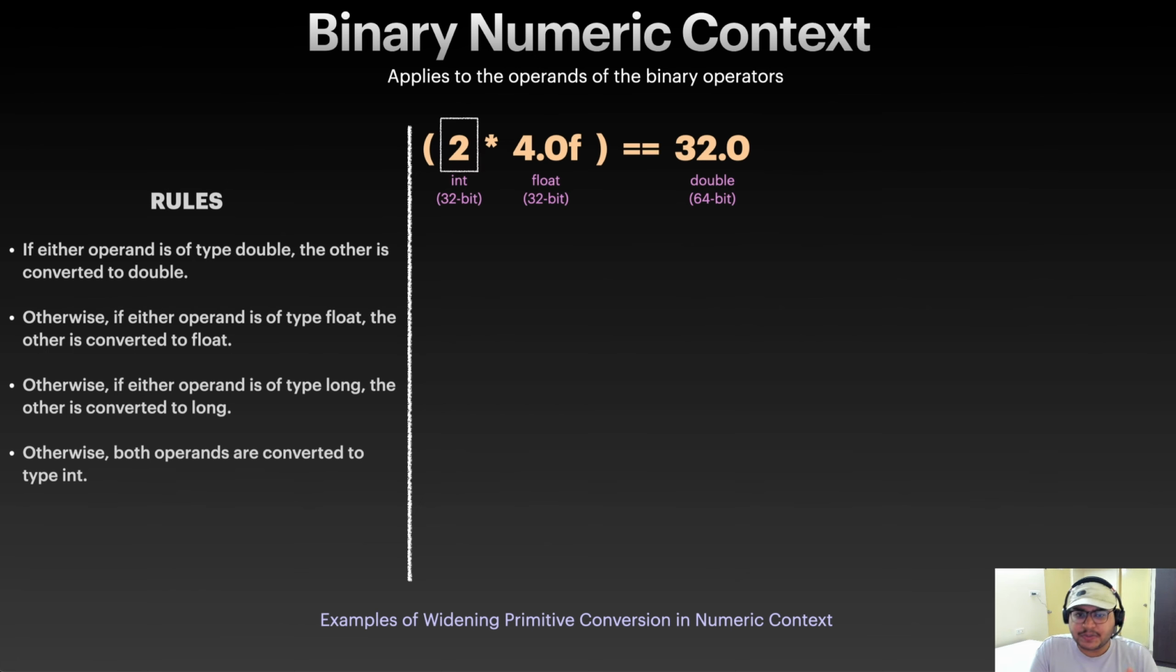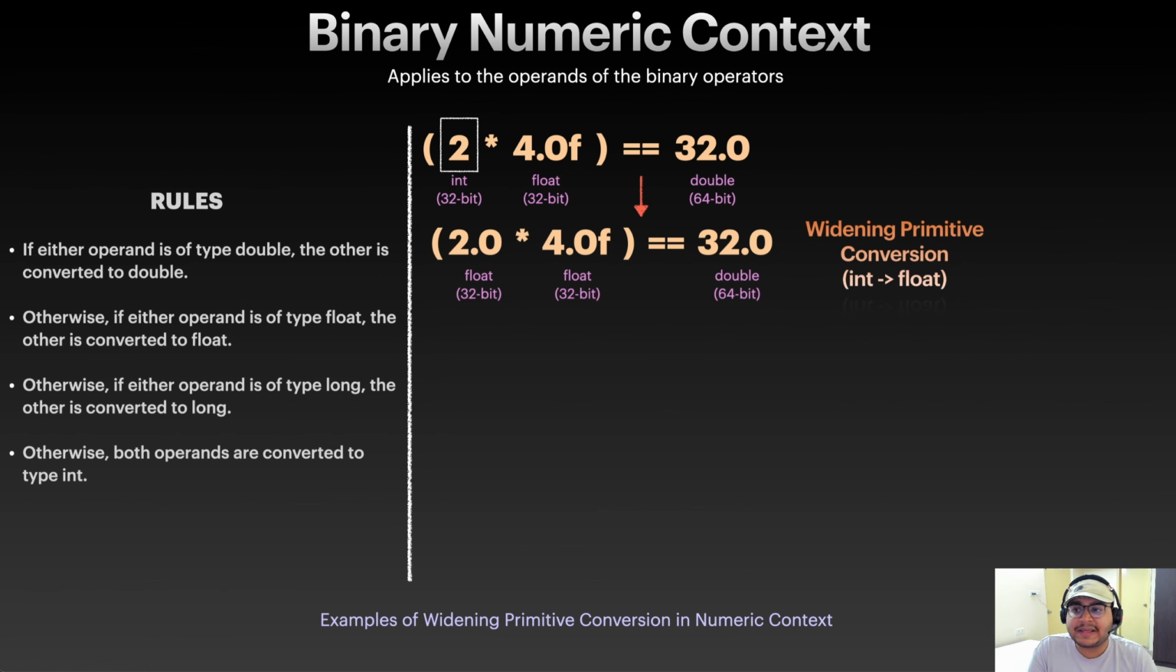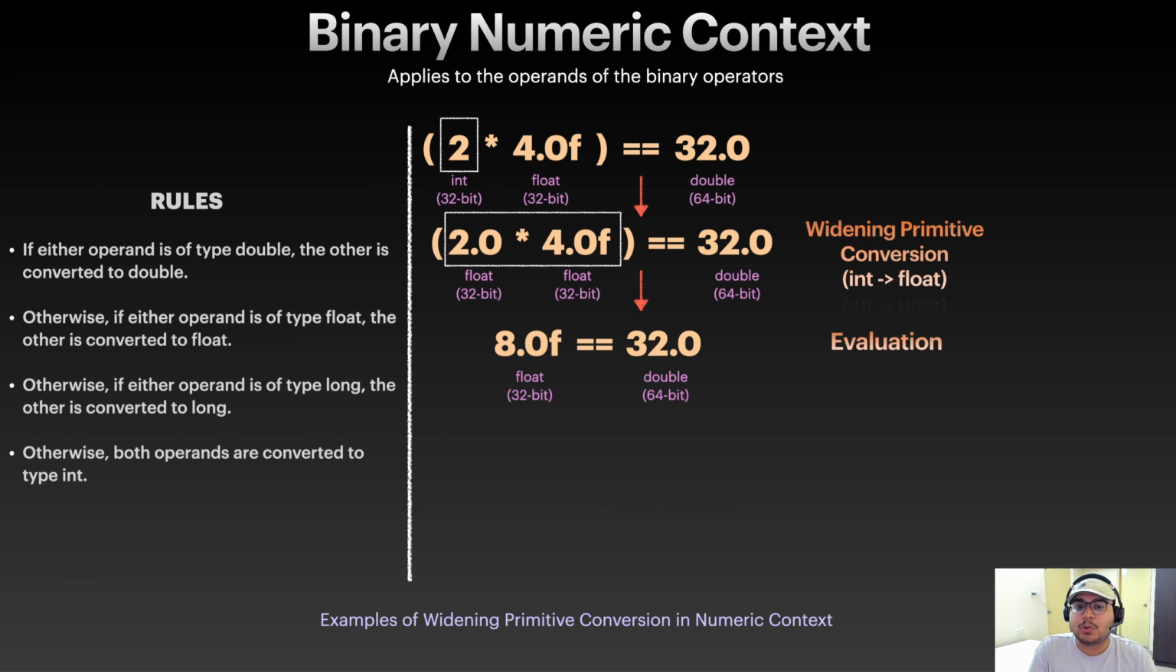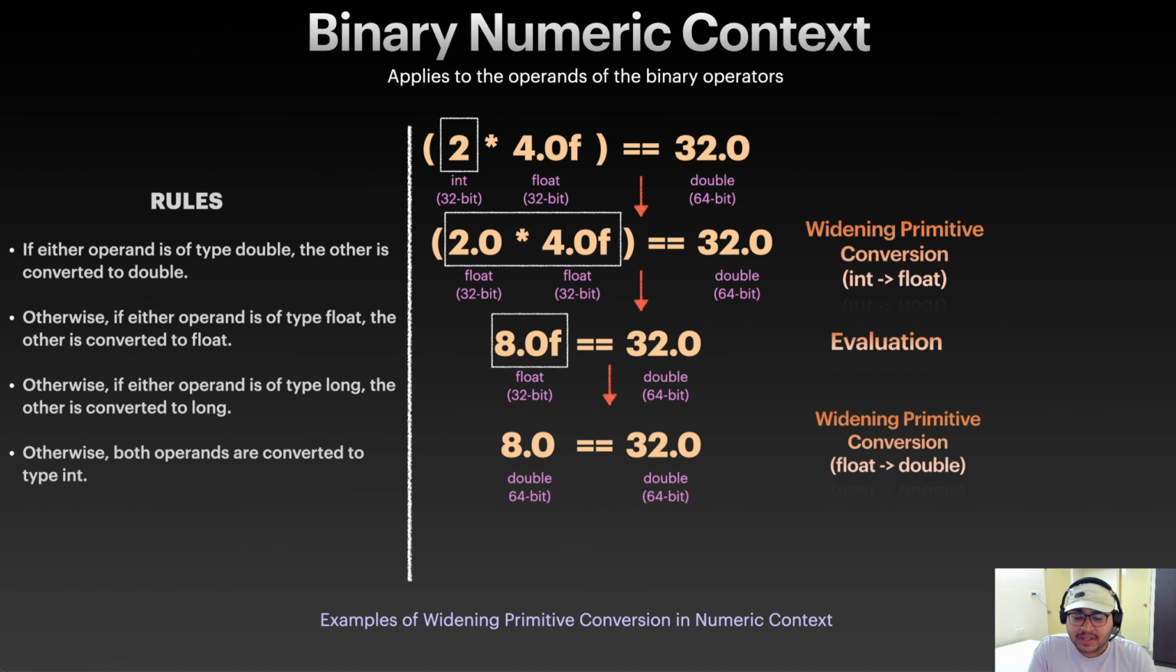For instance, in this expression, the multiplication happens first due to higher precedence over the equality operator, and obviously because it's in brackets. But the operands around the multiplication have different types. So the int value 2 undergoes numeric promotion to float, becoming 2.0. The multiplication is then evaluated, which returns 8.0f. Next, the operands around the equality operator also have different data types. So 8.0f is promoted to double based on the rules of the numeric context, resulting in 8.0. Finally, the evaluation happens and it returns false as the final answer, which is a Boolean literal.